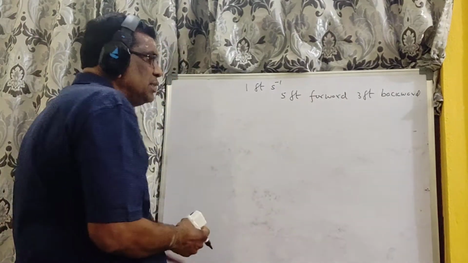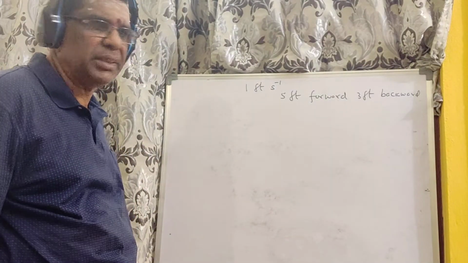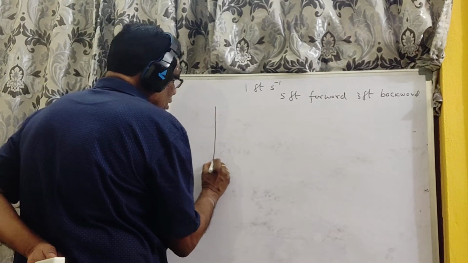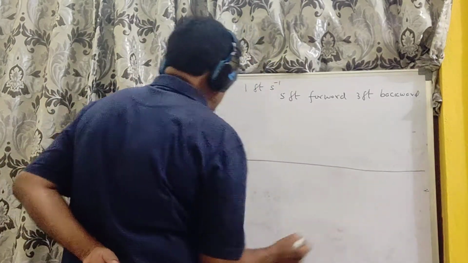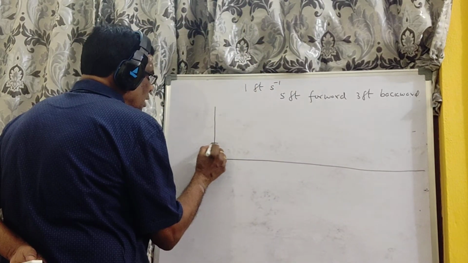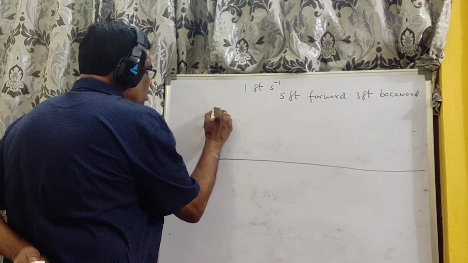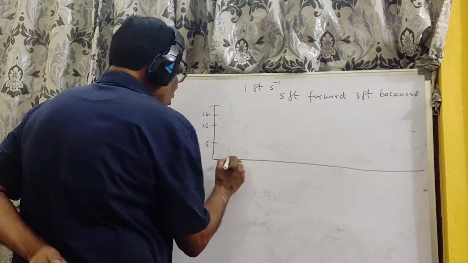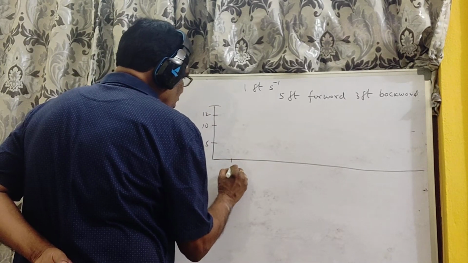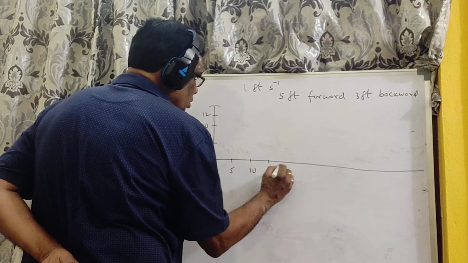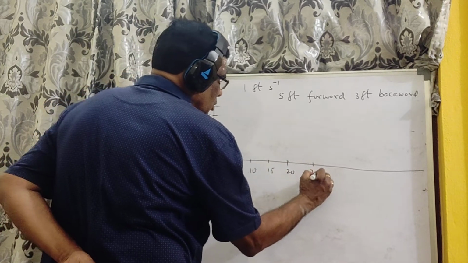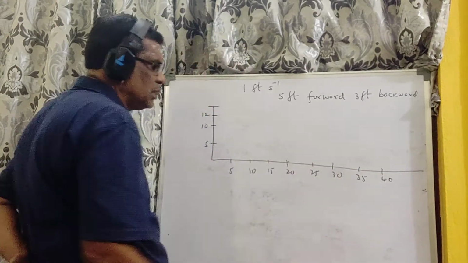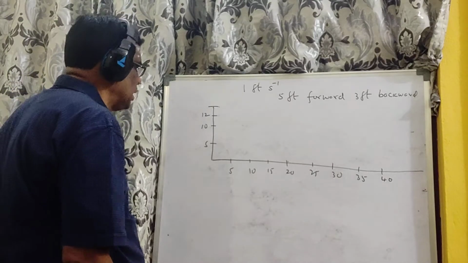Remember, 1 foot per second is the maximum speed. Now, I am giving here, likewise, a very lengthy axis. We will take 5 feet, 10 feet, and you want 12 feet. Now, this may be 5 seconds, 10 seconds, 15, 20, 25, 30, 35. Ignore the scale part of it. I'll try to give the sketch of it.